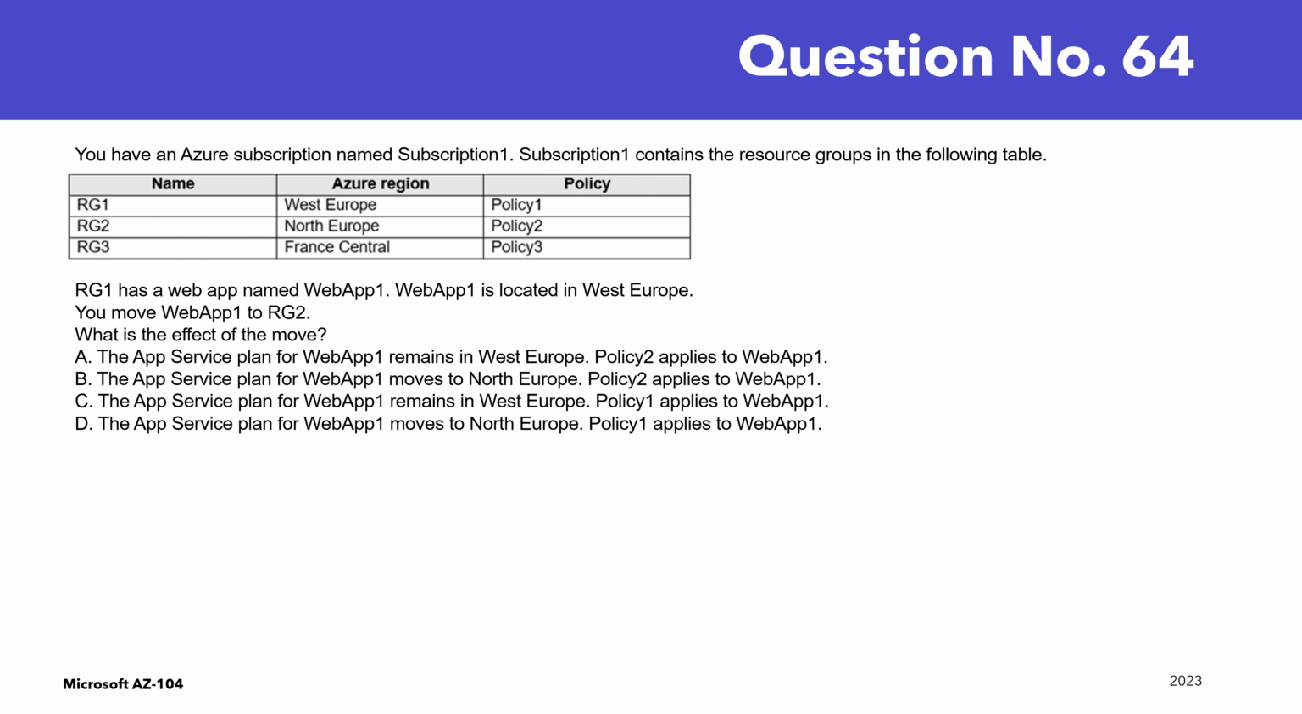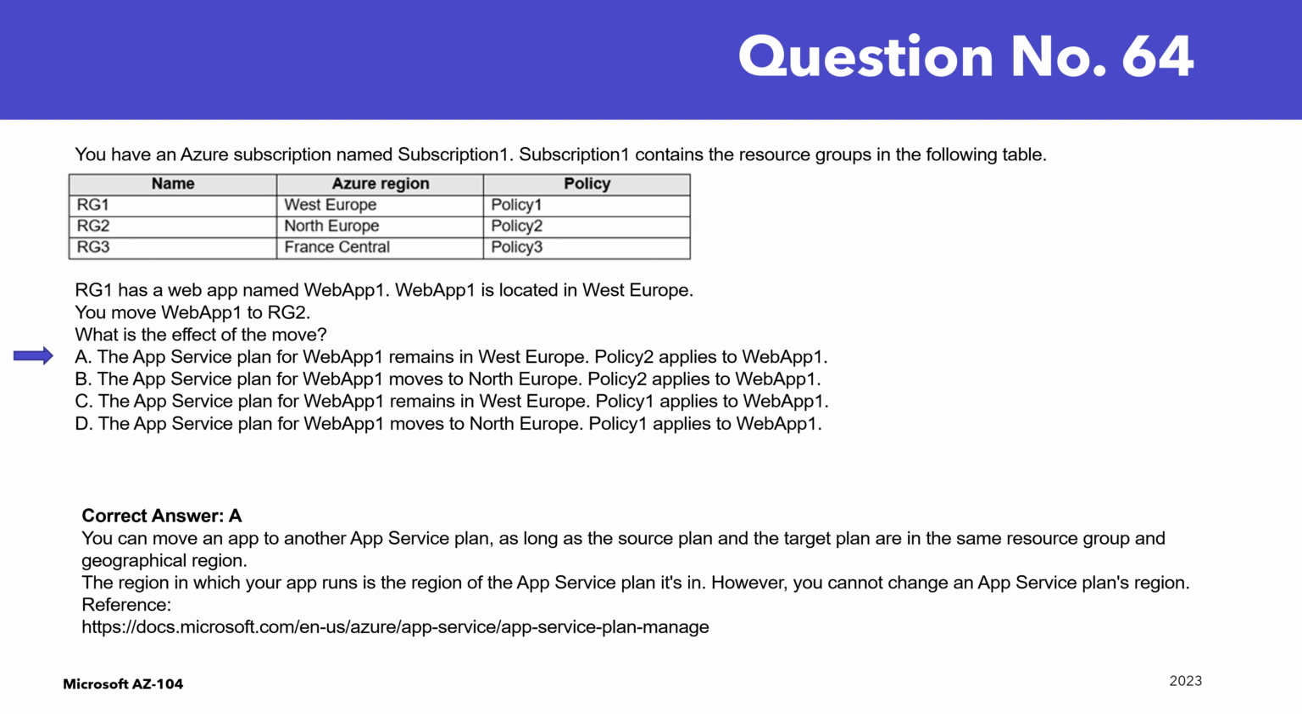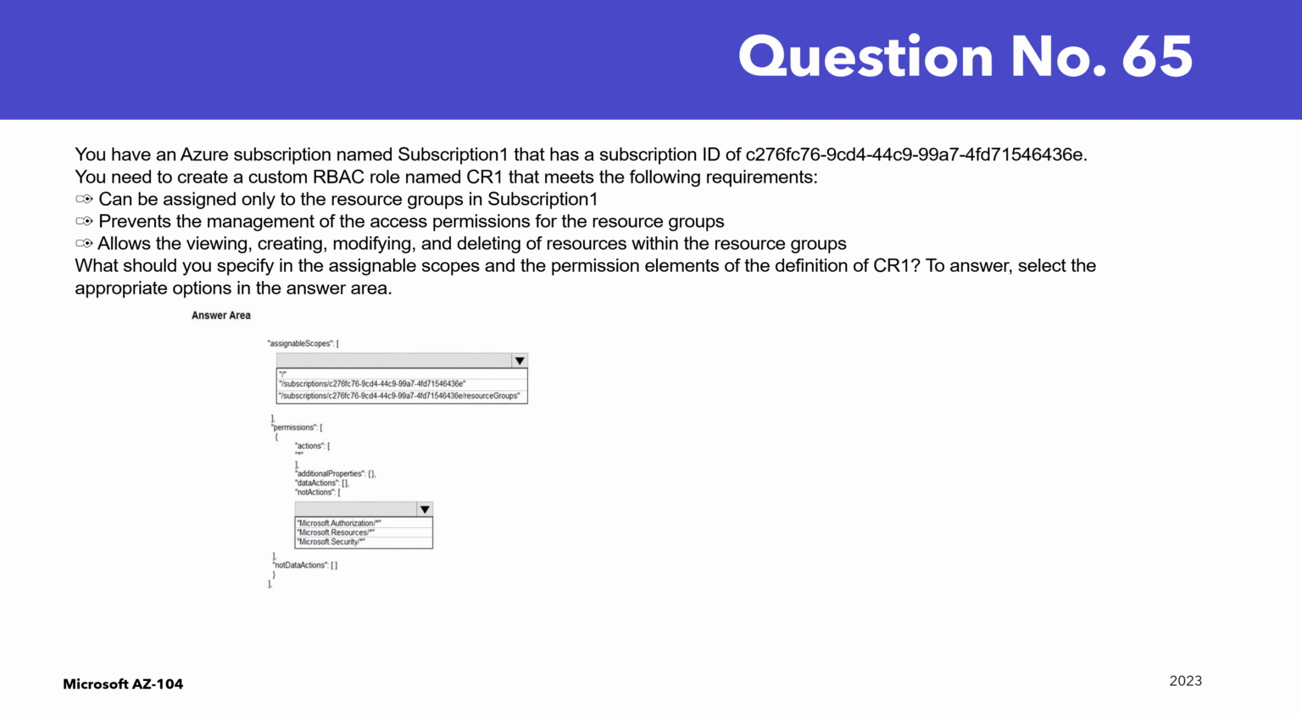A. The app service plan for WebApp1 remains in West Europe. Policy 2 applies to WebApp1. B. The app service plan for WebApp1 moves to North Europe. Policy 2 applies to WebApp1. C. The app service plan for WebApp1 remains in West Europe. Policy 1 applies to WebApp1. D. The app service plan for WebApp1 moves to North Europe. Policy 1 applies to WebApp1. Correct answer, A.